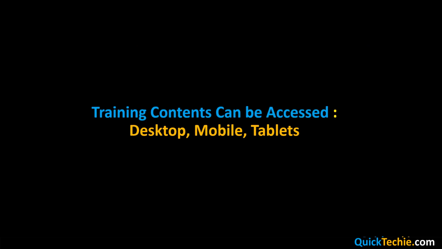Let me move further. Training content can be accessed from desktop, mobile and tablet. All three platforms are supported, but the highly recommended option is desktop because you can see it in full screen mode, which is clearer than mobile, and it is better for your eyes as well. My personal suggestion is to use desktop as much as possible, since mobile and tablets are not good for your eyes. For doing hands-on exercises, again, desktop is highly preferred.